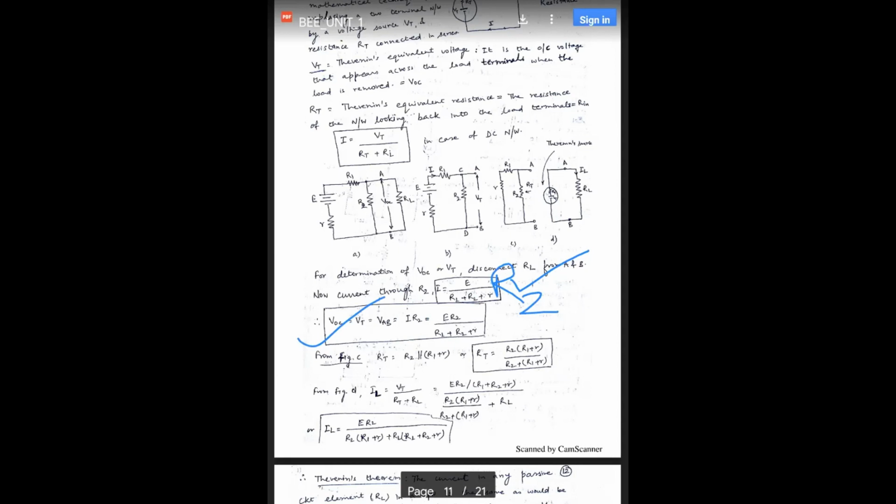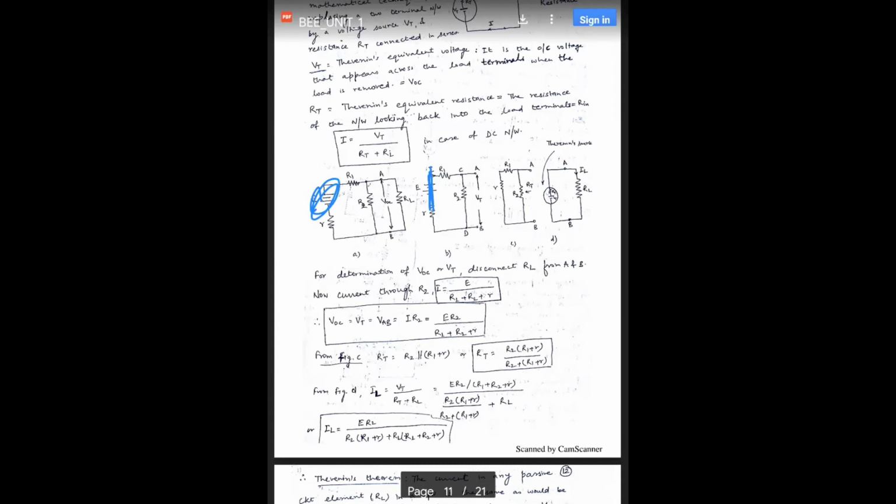Okay, clear? Now we have to calculate the Thevenin resistance. Okay, so what are the steps involved to calculate the Thevenin resistance? We have to firstly remove the EMF source and short circuit that. This is the EMF source. EMF is short circuited, so there will be a free flow of current through this branch.